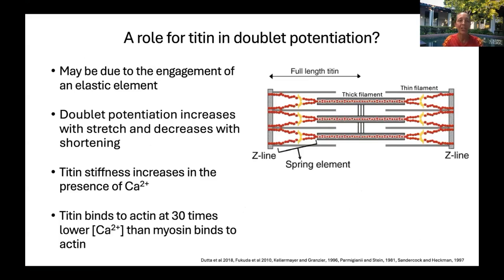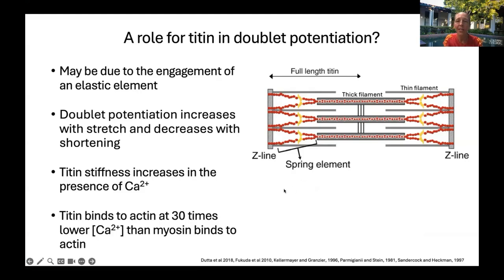Many researchers have suggested that doublet potentiation could be due to the engagement of an elastic element. And this is consistent with the idea that doublet potentiation increases with stretch and then decreases with shortening. And so this led us to the hypothesis that the elastic protein titin could be contributing to doublet potentiation.